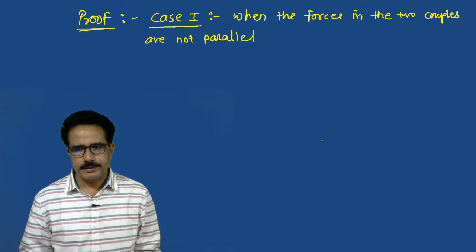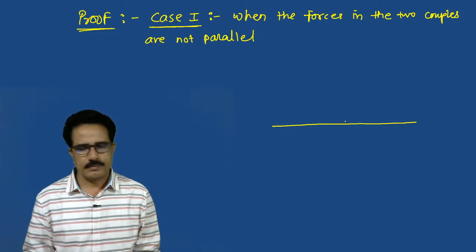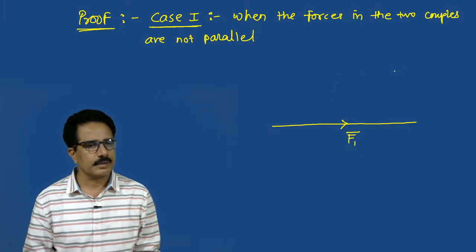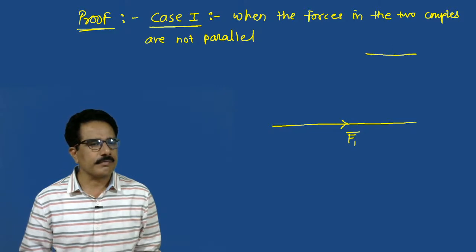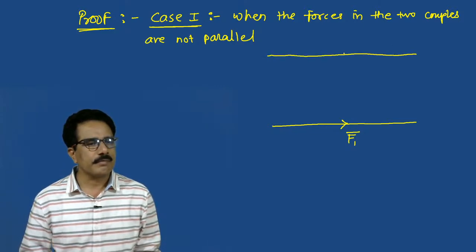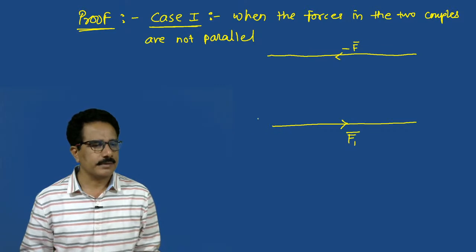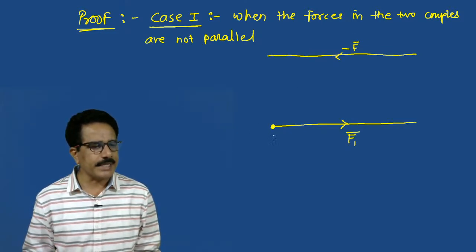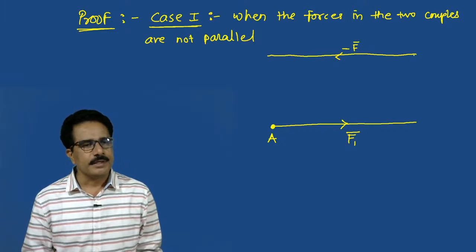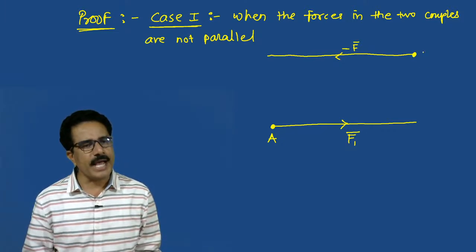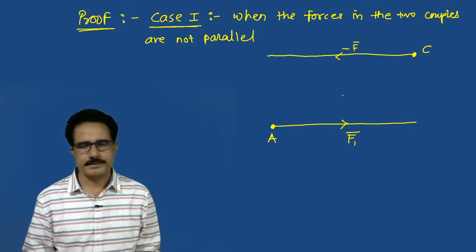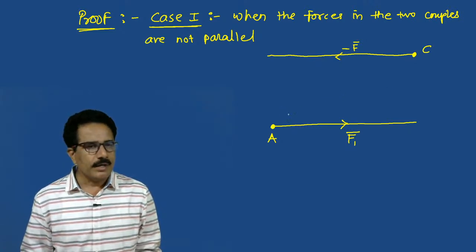Suppose, consider the first force. Suppose this is F1 bar. We consider another force, that is minus F1 bar. This F1 bar is acting at a point A. This F2 bar is acting at a point, suppose C. Now minus F1 bar.